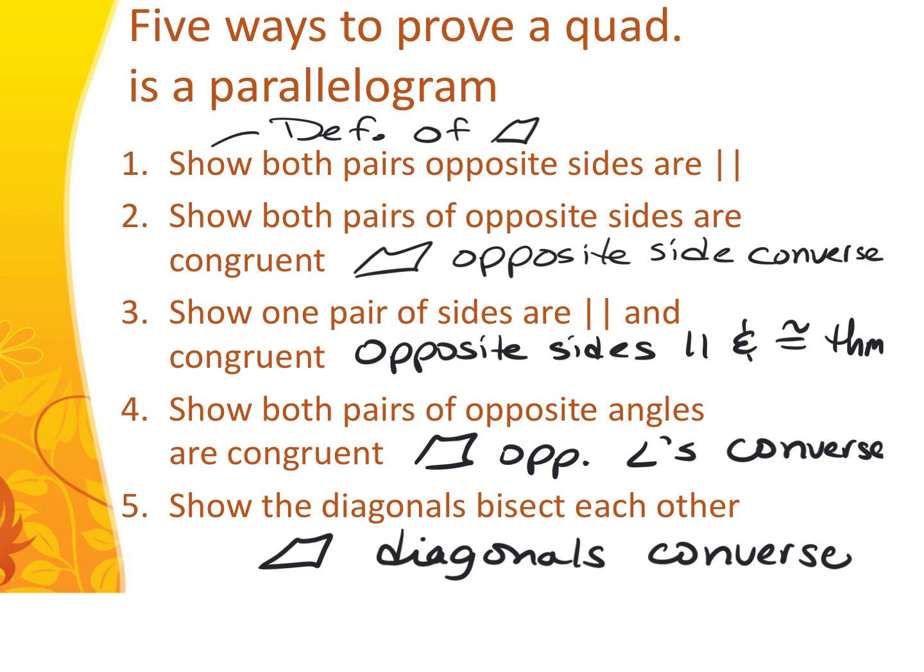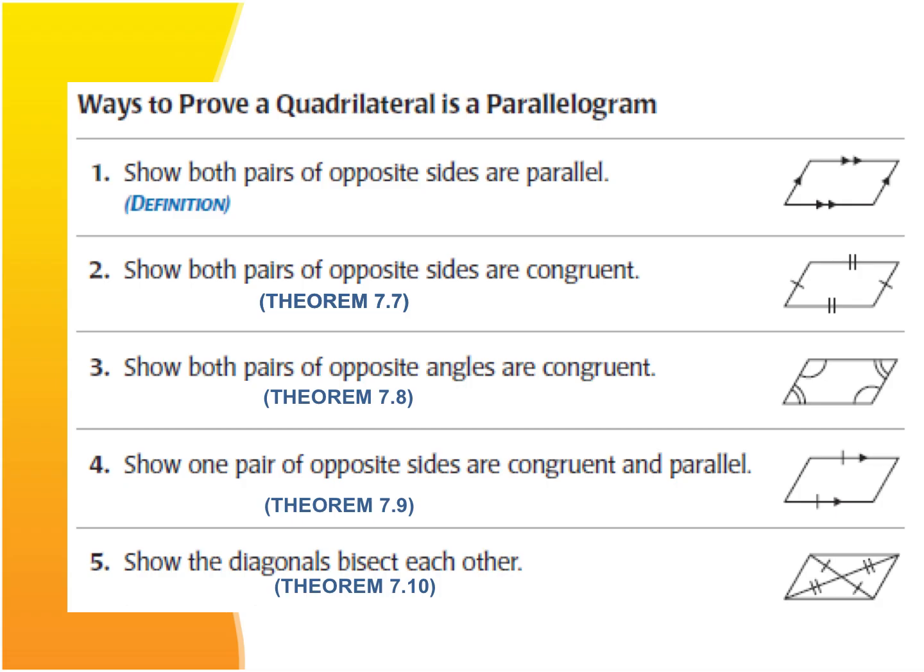The next slide has exactly the same thing. However, it's giving a picture of a parallelogram with either the congruencies on the sides or the angles or the parallel lines marked. So the next slide has pictures demonstrating the 5 ways. So the first way again is the definition. Notice both pairs have parallel arrows on them. The second one, again, you're not memorizing the numbers here. You can memorize the name or what it states.